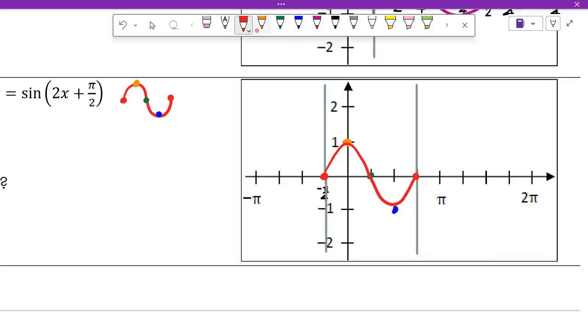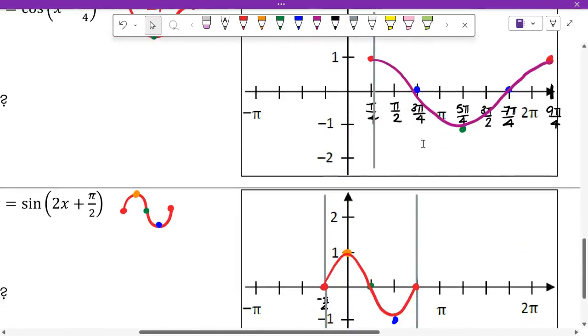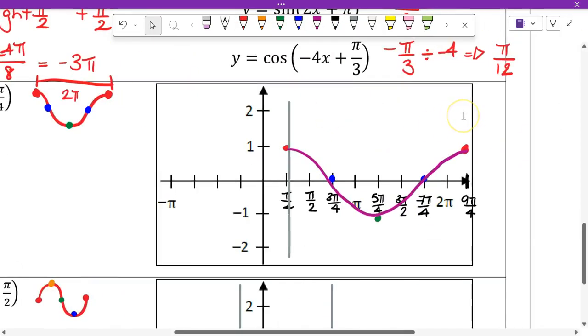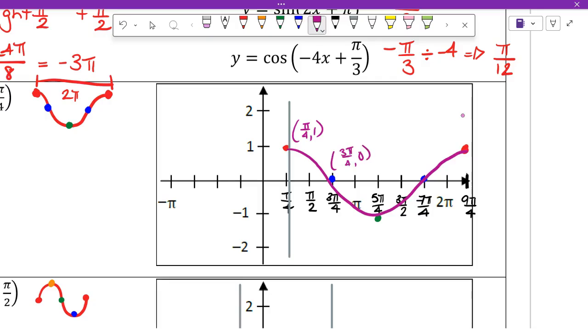Now, be sure to also give coordinate points for these. That's kind of why I was labeling the x-axis, so that I could go ahead and give the five key points. In this particular case, the points I would use would be pi over 4 and 1, 3 pi over 4 and 0, 5 pi over 4 and -1, 7 pi over 4 and 0, and then this one, 9 pi over 4 and 1.